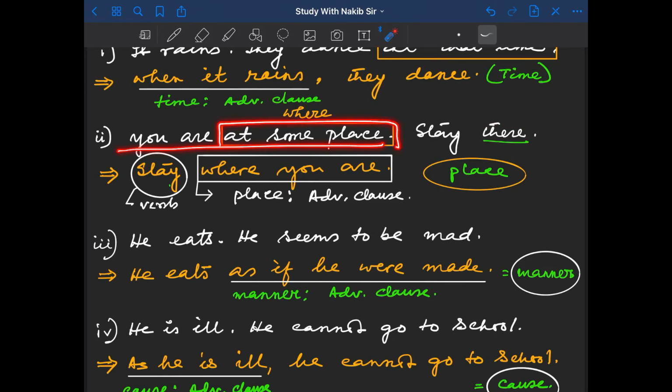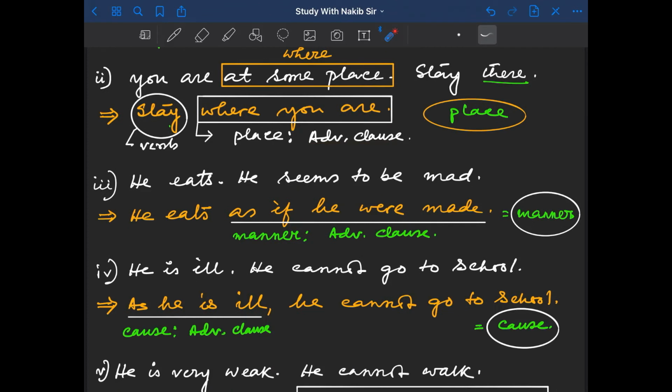If you get this type of phrase at the time of joining in a sentence, change this type of phrase into where. So the sentence is now where you are. Use where you are in place of this and you will get your combined sentence. Now see, stay where you are. This is your combined sentence. Okay. Now the next example.